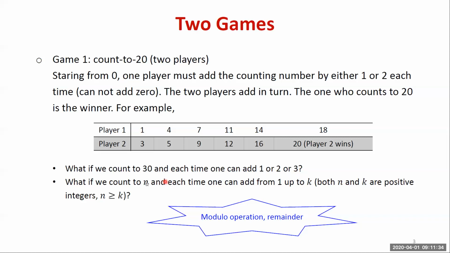Now let me ask you this question. What if I want to count to n, and each time I can add up to k, from 1 to k, you cannot add 0. Both of these n and k are positive integers. Of course, n is greater than or equal to k. In this case, what is the solution?